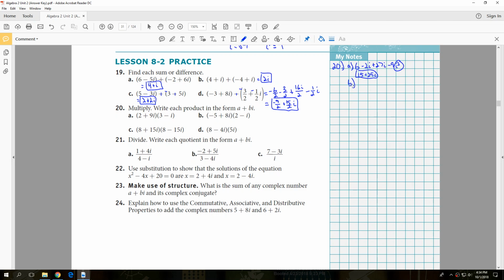All right, let's go to B. All right, B is going to be -5 plus 8i times 2 minus i. So let's go ahead and double distribute again here. So I got -10 plus 5i, and then plus 16i. That's 8i times 2. And then minus 8i squared. Again, that i squared becomes a -1, so that would be positive 8, so I'm left with -2 plus 21i.